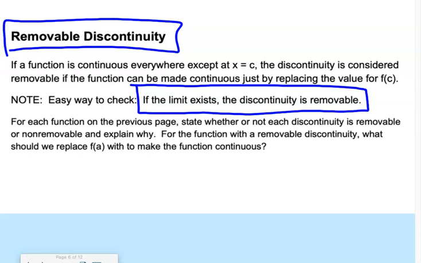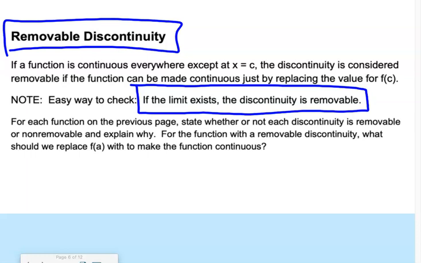Why is it called removable? Because if you can change one value on your function and make the function continuous, then that discontinuity is called removable. You don't have to make the whole function continuous, just continuous at that spot. So if you're discontinuous at x equals 5, and you can redefine f of 5 to be some other number, and now you're continuous at 5, that means that discontinuity was removable. And it only works for holes.